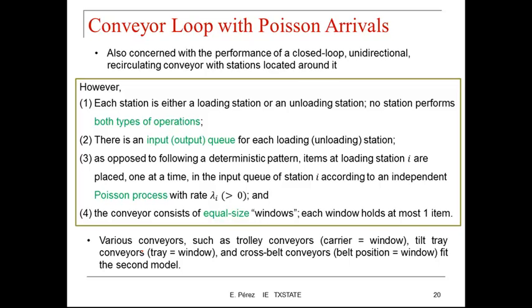Various conveyors, such as the trolley conveyors, in which the carrier is equal to the window, the tilt tray conveyor, in which the tray can be equal to the window, and the cross belt conveyors, in which the belt position is equal to the window, fit the second model, which is the one for Poisson arrivals.